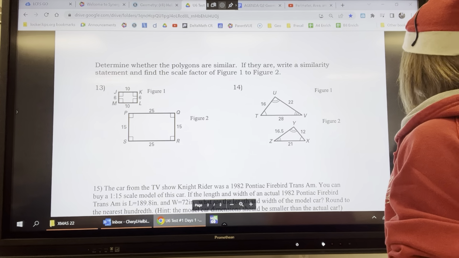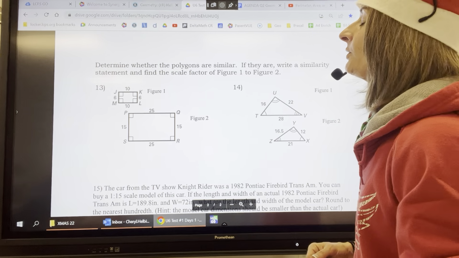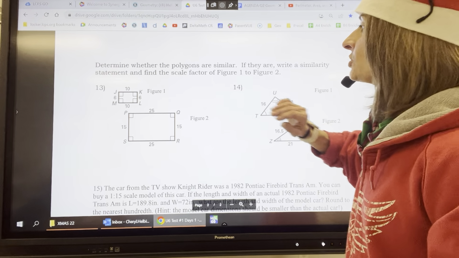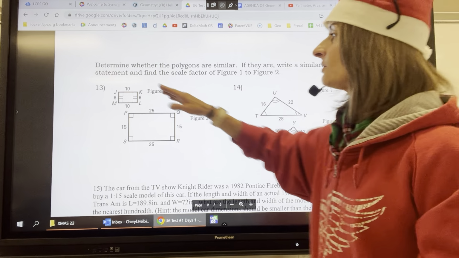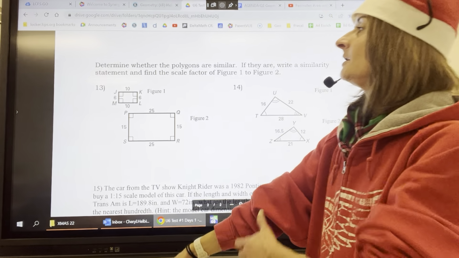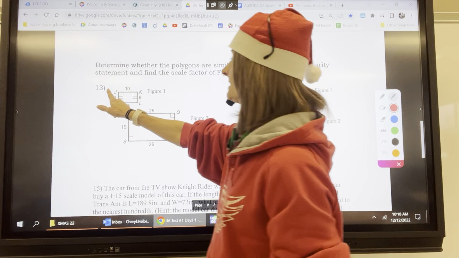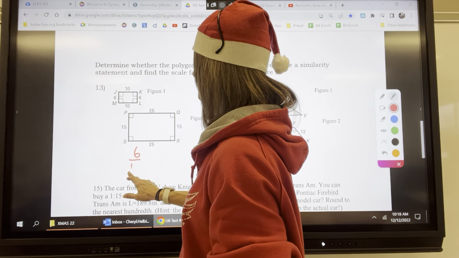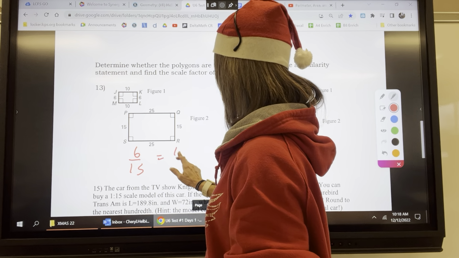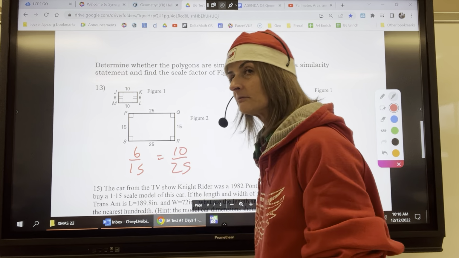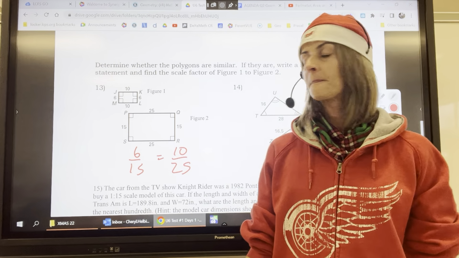Okay. I'm moving on to 13 and 14. When you get polygons and it's asking you to determine if they're similar, you need to check all the angles to corresponding angles to make sure they're congruent, and they are. But then you need to check the sides and make sure the ratios are the same. So 6 is to 15, 6 is to 15. That ratio should be the same as 10 to 25. So you just take out your calculator and you check them, and you simplify those ratios. Are they the same when you simplify?